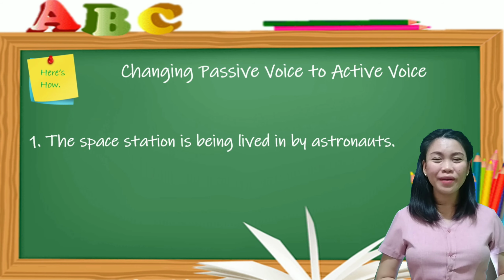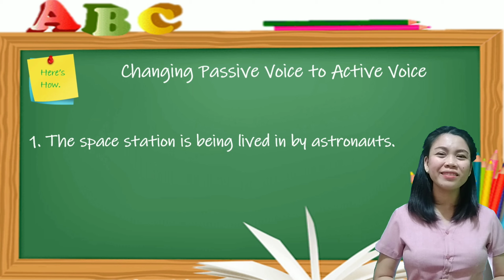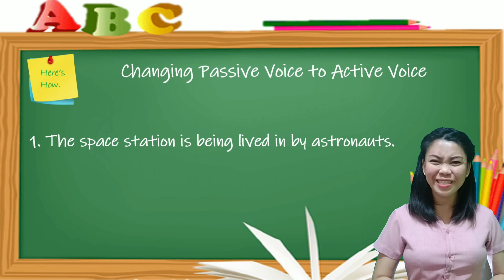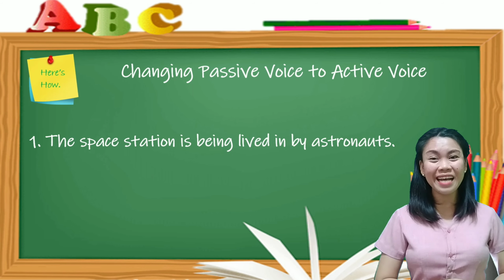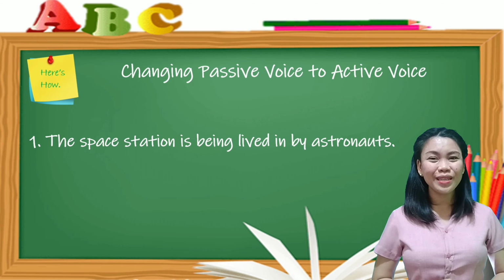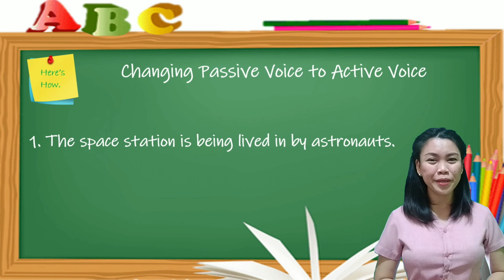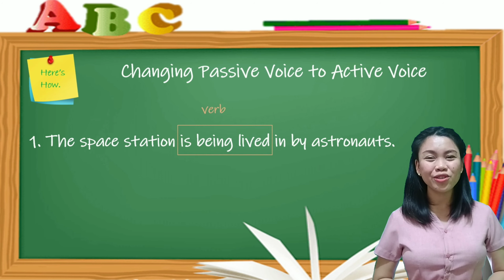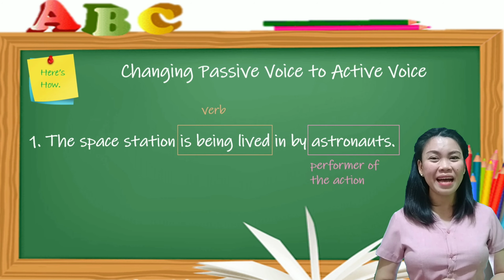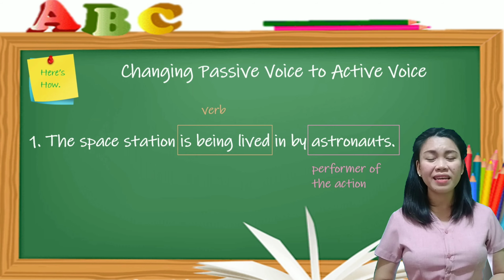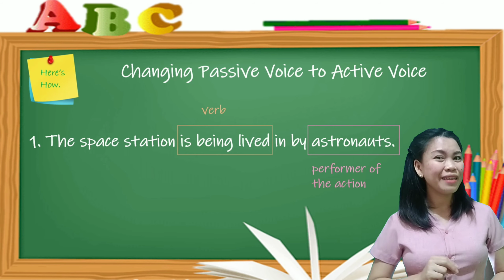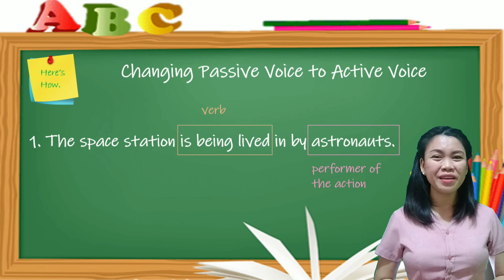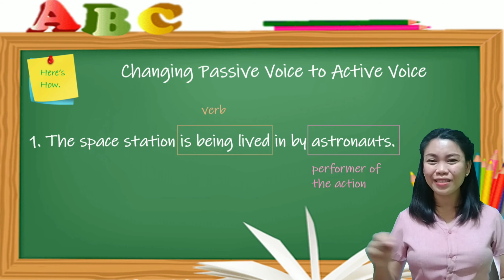Changing passive voice to active voice is a little bit challenging. All we have to do is to know all the steps. Here's how. Number one, determine the verb and the performer of the action. In the sentence, the space station is being lived in by astronauts, the verb there is being lived, and the performer of the action is astronauts.